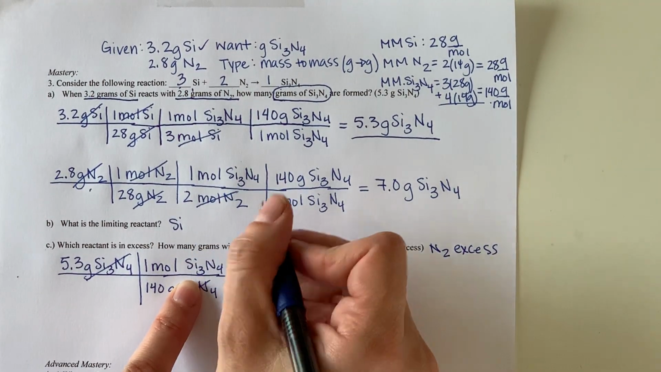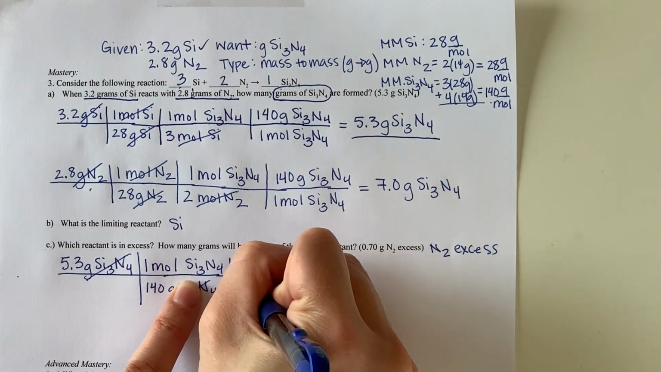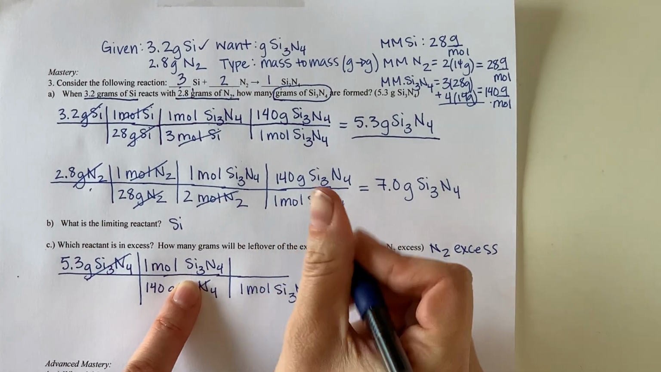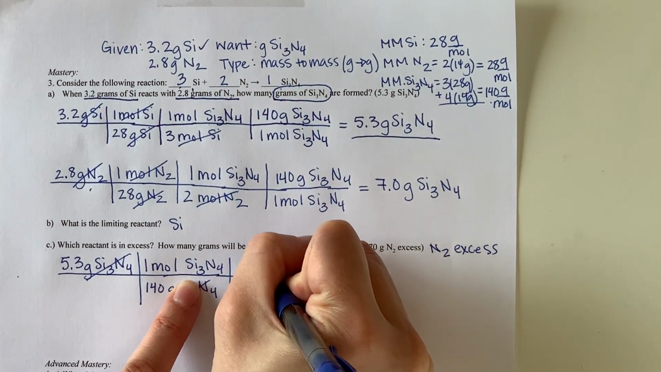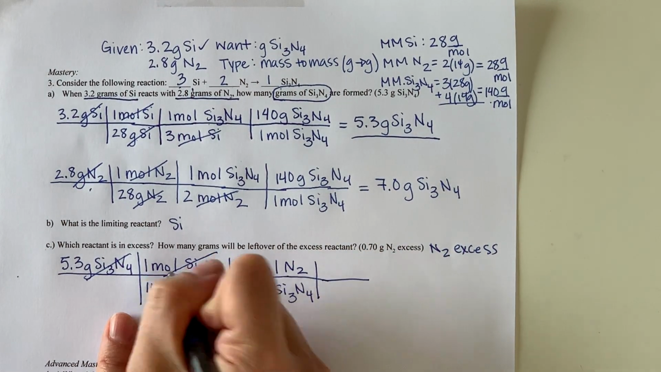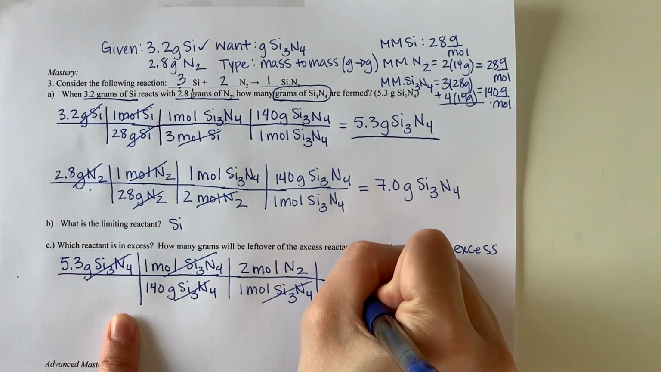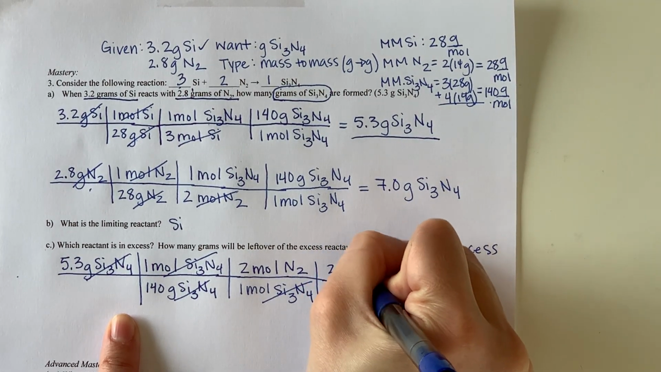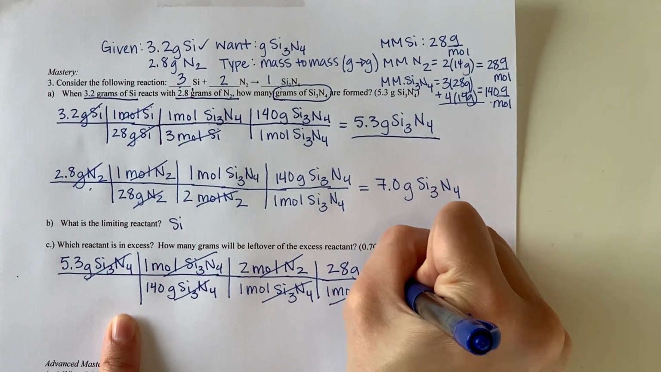I'm going to change moles of Si3N4 into moles of nitrogen. So I'm doing the opposite of what I did right here. This is still from my balanced chemical equation. So 1 mole Si3N4, and I change it into nitrogen, so I have 2 moles of N2. Cancel, and I'm going to change moles back into grams, so I know the molar mass of nitrogen, 1 mole of nitrogen is 28 grams. So moles of nitrogen cancel.